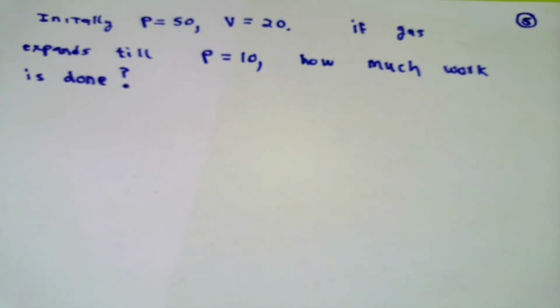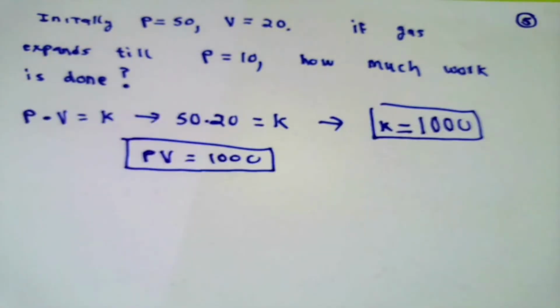First thing, let's figure out what the K is. Pressure times volume is K. I know that at a certain time the pressure is 50 and the volume is 20. That means that 50 times 20 has to be the same as the K number. The K number has to be 1,000, and my law that relates the pressure and the volume says that pressure times volume must be 1,000.